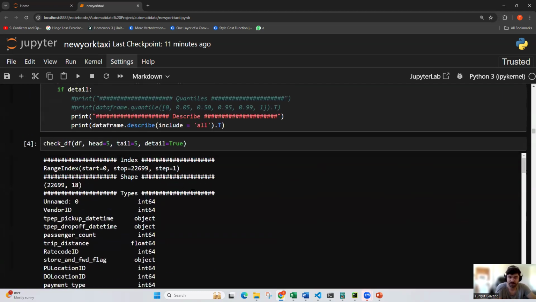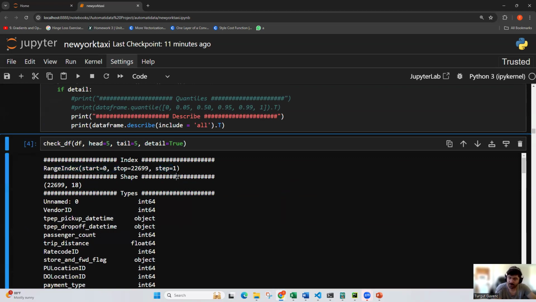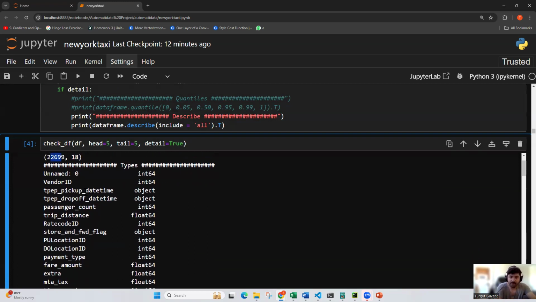When I run this one, as we can see, this is the index and the step is 1, which is a good sign. This is how many observations we have in our data set. This is how many variables, which means how many columns we have. This is tabular data, of course, and we have this amount of rows and this amount of variables. So these are the things.